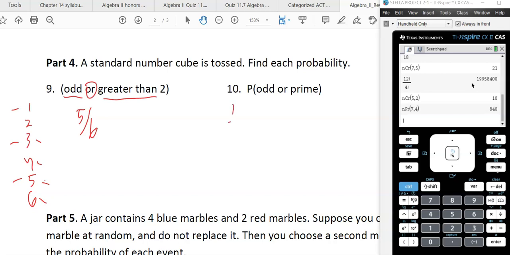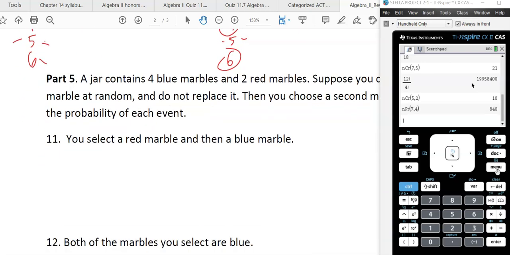Let's just write out the digits. It does help to know what a prime number is, by the way. The first prime number is 2. So prime would be 2, 3, 4 is not prime. 5 is, 6 is not prime. Odd would be 1, 3, 5. And or means either one is true, so 1, 2, 3, 4 have a mark, and 5, 6 have one. So this would be 4 out of 6, or 2/3.